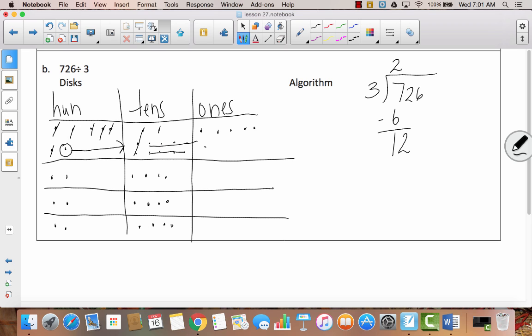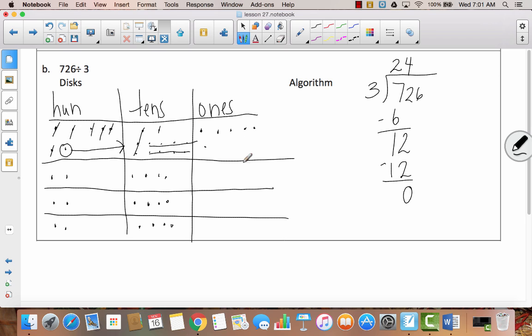And I didn't have any left over. So let's go over here. I had 12 tens. I divide them by 3. How many were in each group over here? 4. So I put a 4 in the quotient. I had 3 groups of 4. So that left no tens.